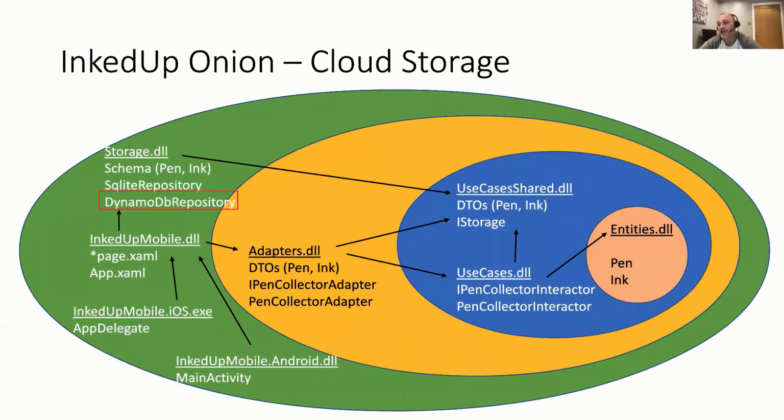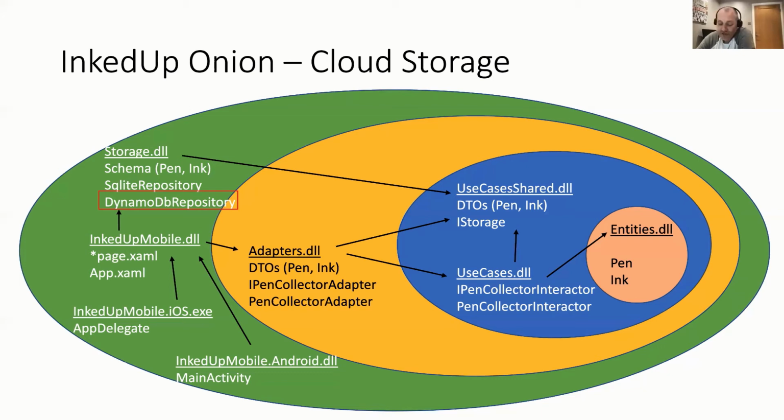And this is fairly easy to do. So in reality, you would put this in a different DLL. You wouldn't put this in the same DLL as the SQLite one. But yeah, you can create a DynamoDB repository that implements that same IStorage interface. And it's a fairly small change. In Inked Up Mobile, the .NET Standard component of the Xamarin Forms 5 application, basically, instead of passing in the database location, you're probably going to pass in the URL for your AWS DynamoDB. You're probably going to have some configuration around security keys and things like that. And that's literally the only change you would need to make in order to move the storage into the cloud.